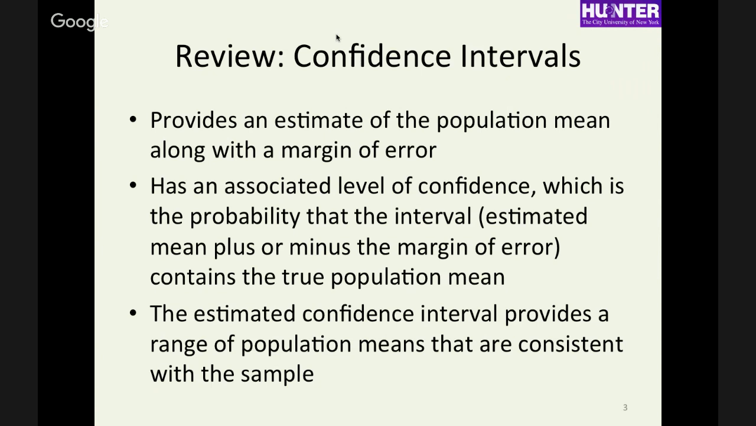And we spent lots of time emphasizing how that is quantifying uncertainty in the population mean. It doesn't have anything to do with the variability of individuals in the population. It has to do with our uncertainty in an estimate of the mean. And so it provides a range or an interval of plausible values for the population mean that are consistent with the sample that we've observed.